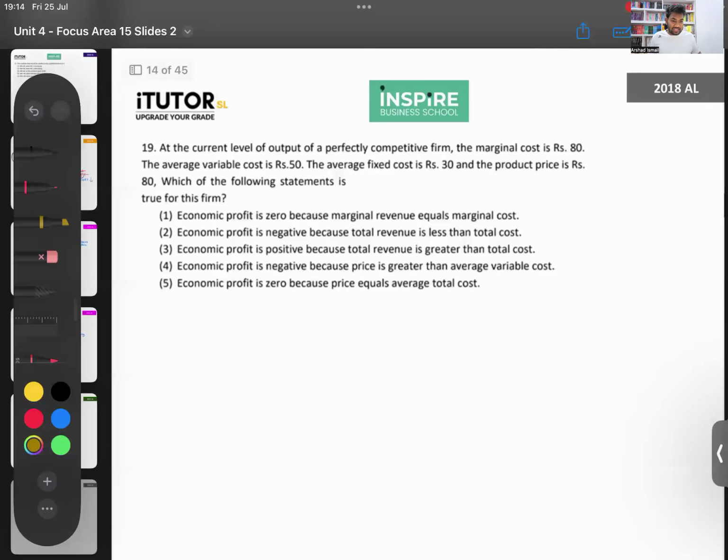Then in monopolistic competition, you have near to perfect information. You don't have perfect information, but near to perfect.